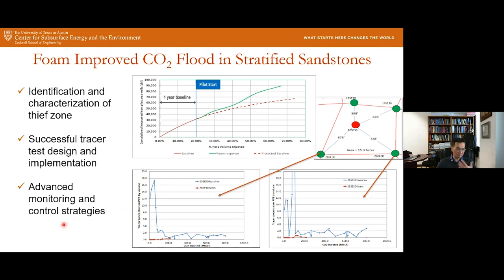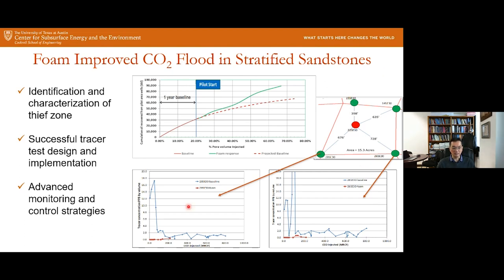Then we developed an advanced monitoring and control program that allows us to optimize the WAG parameters: the injection rate of gas, the injection rate of water, the water slug size, the gas slug size, and also the surfactant concentration. All of these parameters are optimized simultaneously in real time to obtain optimum injectivity while maintaining a more uniform distribution of produced GOR over the four producers.